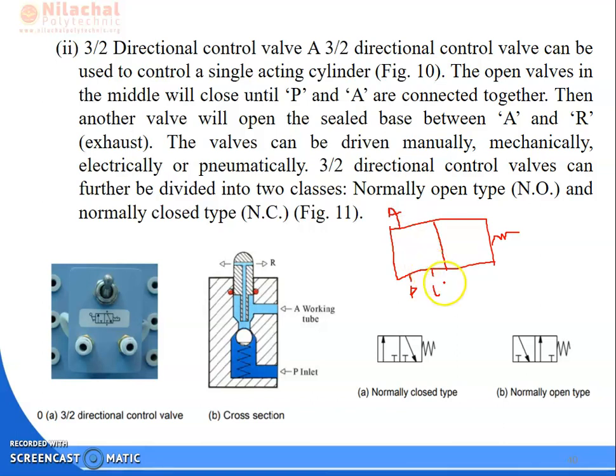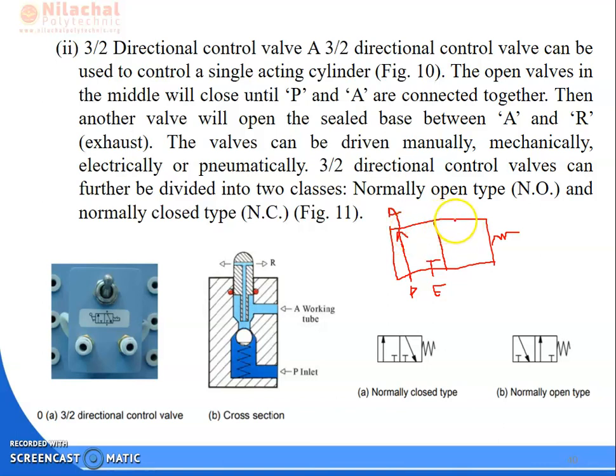So what two positions will be possible? First, in the first position, suppose P to A, there will be flow. If P to A, the flow will be there, the piston will be actuated forward, and the exhaust port will remain in closed position. So in the second position, what will happen? If P to A, the air will flow and the piston will move forward, then the piston will be retracted to the original position.